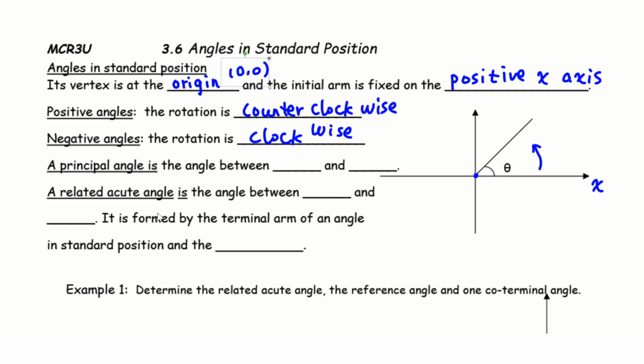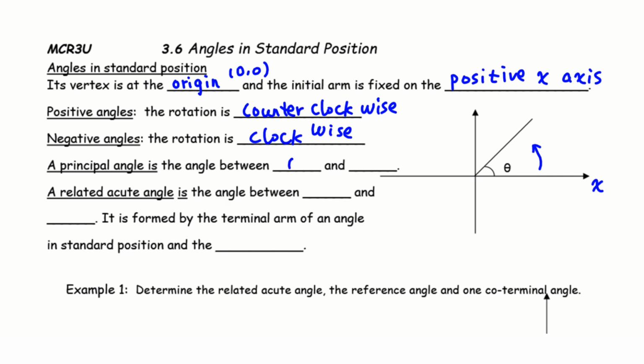Also we want to introduce a principal angle, because there are so many angles that have the same terminal arm. For this angle, we could continue to rotate, then you will have another angle that is plus 360 degrees, with the same terminal arm. So we introduce the principal angle. Then you will have only one angle corresponding to the terminal arm.